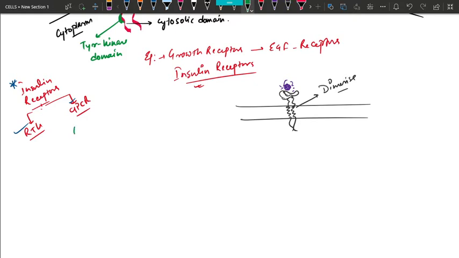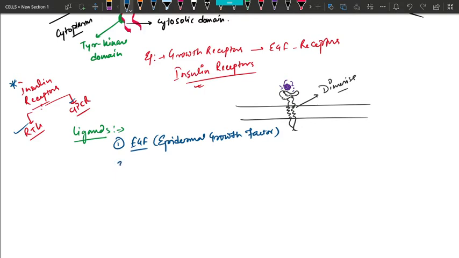Now what type of ligands can bind to this kind of receptor tyrosine kinase receptors? The first, which I told you, can be EGF, the epidermal growth factor. Second, there can be NGF, that is the neural growth factor.